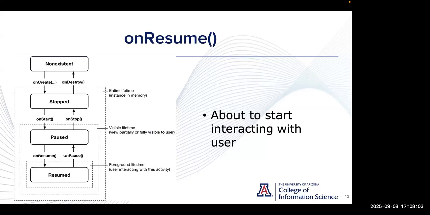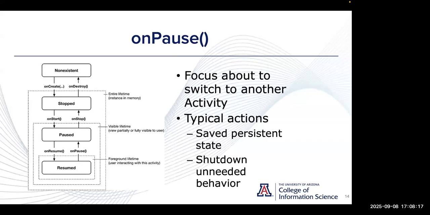And then the onResume, about to start interacting with the user. So in onResume, this is where the user interacts. When you're pressing the buttons, everything, all the processes should be working fine for that activity. And then onPause, focus about to switch to another activity. Typical actions are save persistent state or shut down if it's an unneeded behavior.